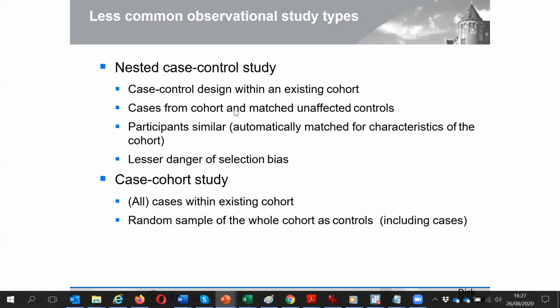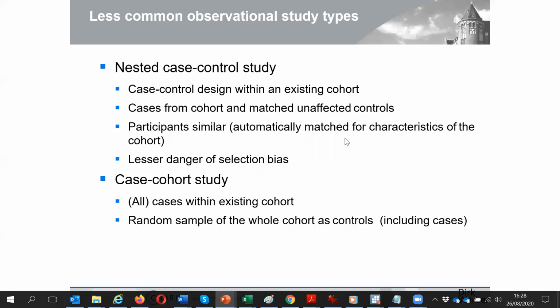So cases from the cohort and unmatched and unaffected controls. Participants are similar, automatically matched for the characteristics of the cohort. Less danger of selection bias. Nested case control studies are a bit difficult to grasp so that you really understand them. But what is really happening here?